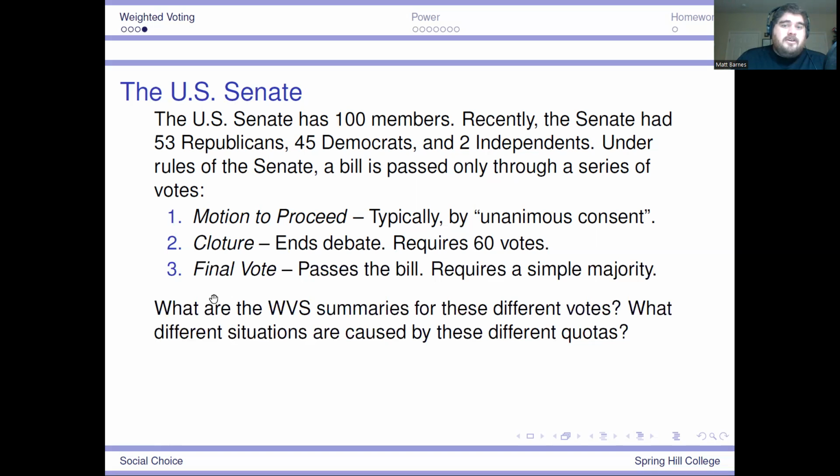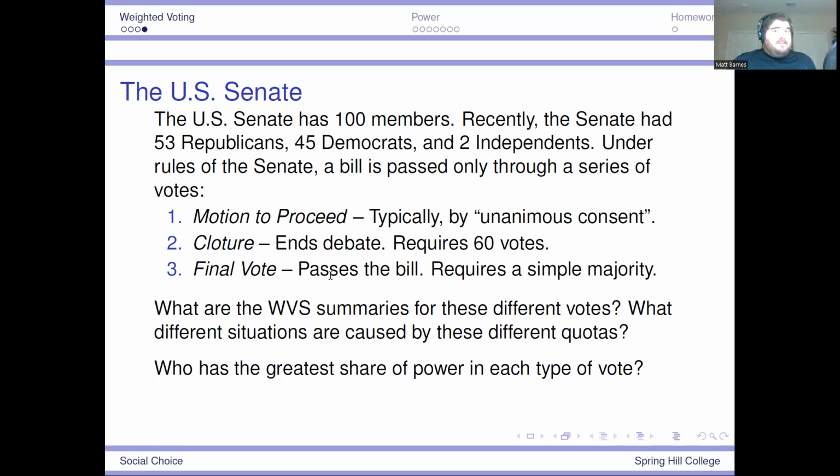So go ahead and pause the video here, see if you can come up with this. I will post the answers to this to Canvas, but we'll see an answer to one of them a little later on in the video. So take a crack at this, see if you can figure out what these would end up being.